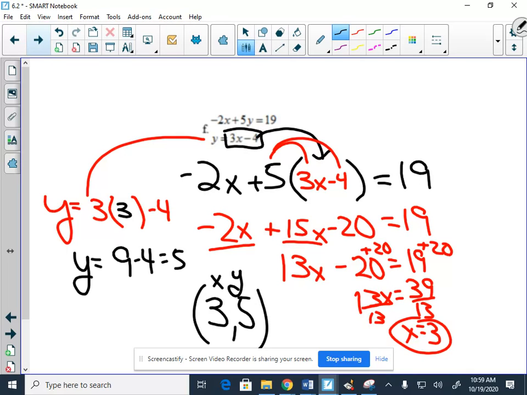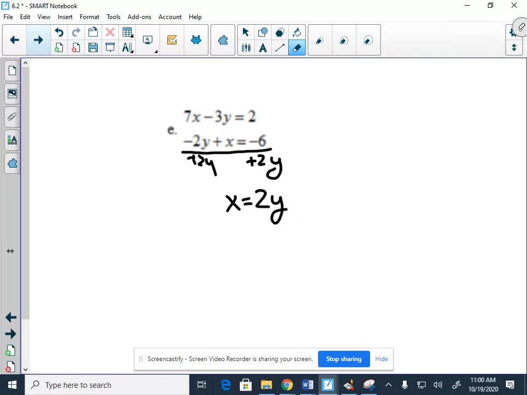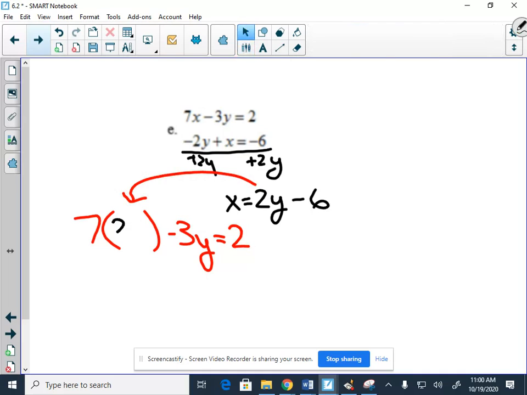Last one in this lesson. I'm going to look at this equation. I'm going to add 2y. The reason I'm going to do that is x is almost by itself. So again, one of the things you first have to do is you have to get a variable by itself. Then the second step, you are going to substitute. So we're going to take x out here. And we're going to substitute 2y minus 6.